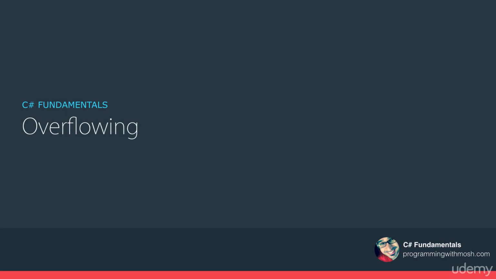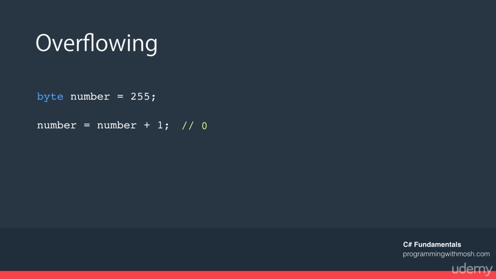Okay, now let's talk about the concept of overflowing. Here I've declared a variable of type byte, call it number, and assign it 255. As I told you earlier in the slides, 255 is the largest value you can store in a byte. Now in the next line, I'm increasing the value of number by 1 and trying to store 256 in number. But if you compile the application and display number on the console, you will see 0.